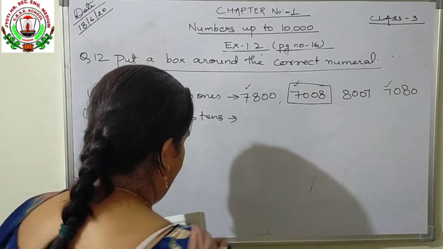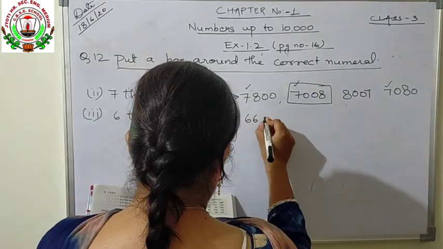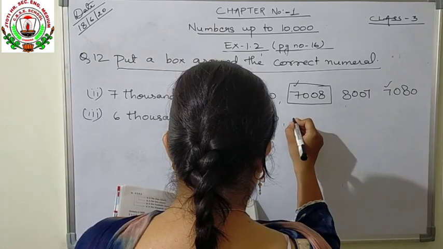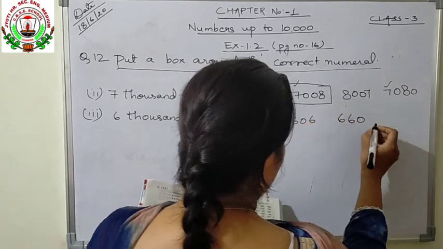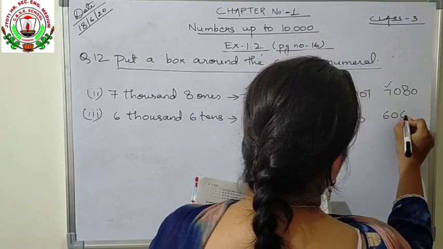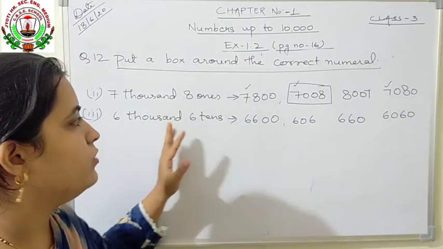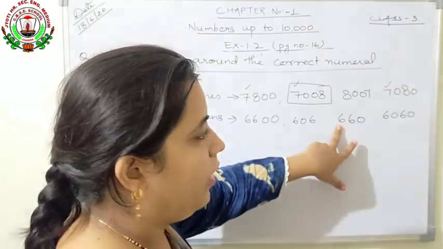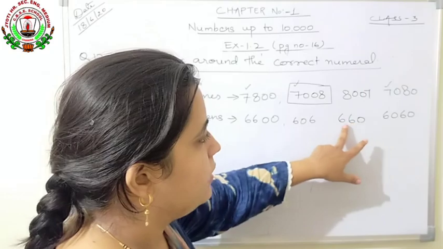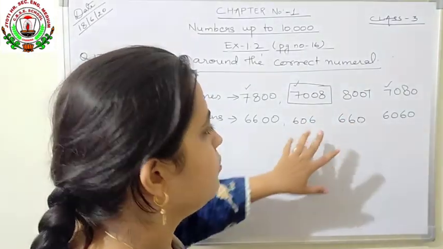6,006 tens. In front of here some numbers are given: 606, 660, 6060. Now what is the question? 6,006 tens. Here these two numbers are of 100 place values. Ones, tens, 100. So these two numbers are not possible. These two numbers are cancelled.